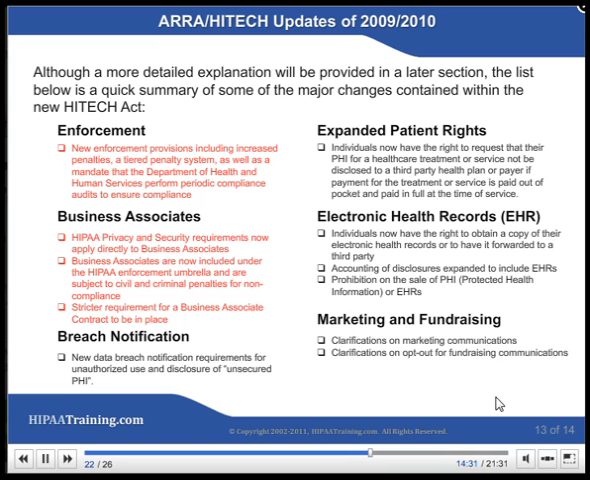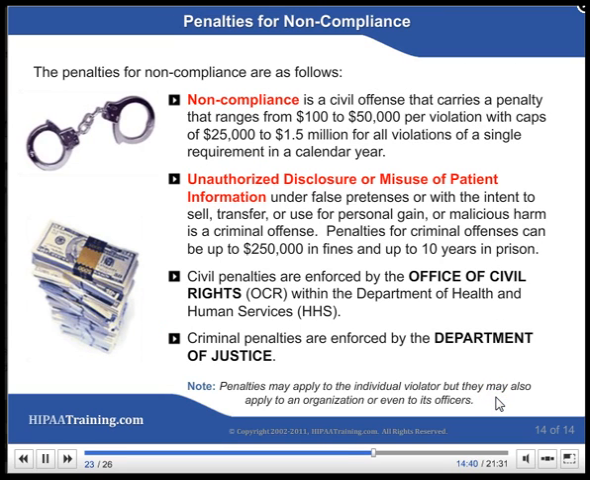Marketing and fundraising. Clarifications on marketing communications. Clarifications on opt-out for fundraising communications. Penalties for non-compliance. The penalties for non-compliance are as follows. Non-compliance is a civil offense that carries a penalty that ranges from $100 to $50,000 per violation, with caps of $25,000 to $1.5 million for all violations of a single requirement in a calendar year.